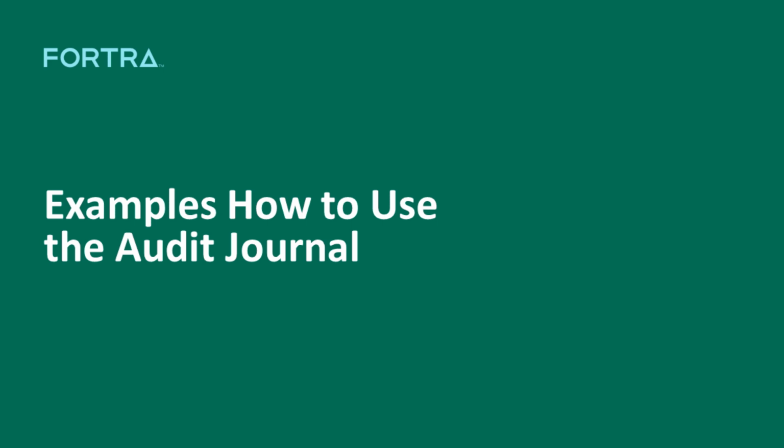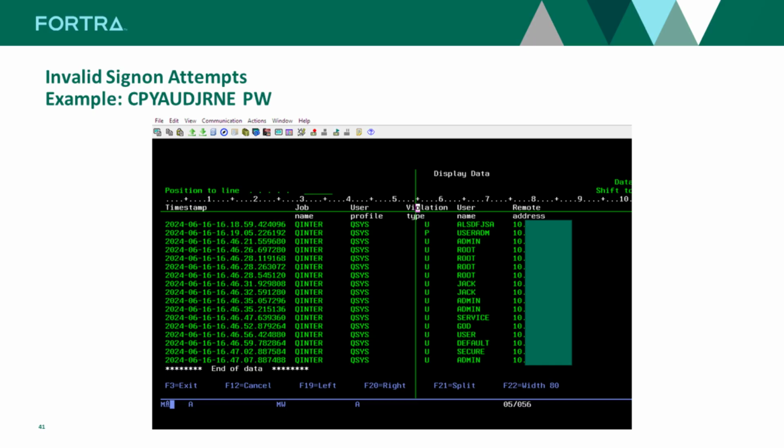All right, so now here's the good stuff. How do we actually make these entries worth all the storage that they're taking up on your system? I've mentioned this already a couple times today: invalid sign-on attempts. If your IBM i is exposed to the internet, hopefully it's not, but if it is, this is a really good way to know if somebody is trying to brute force attack your system.